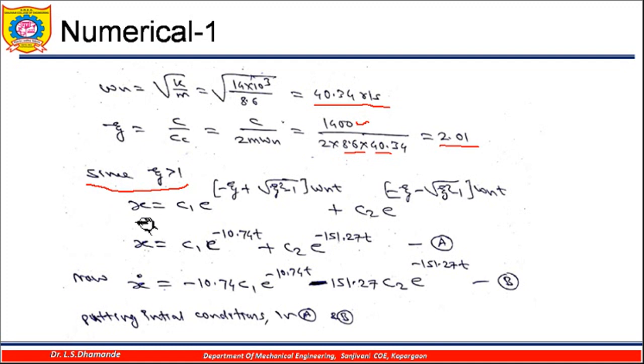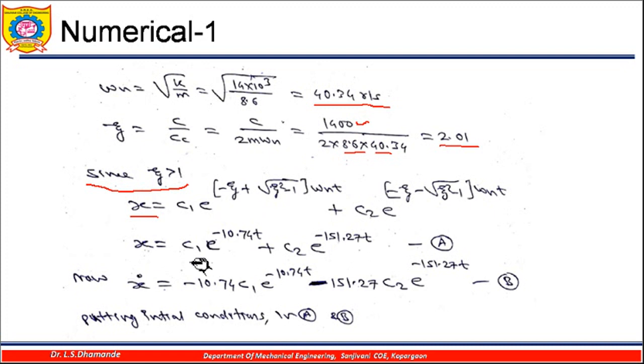So we know that the expression for displacement x we have obtained in the previous presentations, that x is equal to c1 into e raised to minus zeta plus under root zeta square minus 1 into omega n t plus c2 into e raised to minus zeta minus under root zeta square minus 1 into omega n t. So in this case I am going to put the value of this bracket, since this complete bracket is in terms of zeta, so that value I can find out, and this value multiplied by omega n will be equal to minus 10.74 times t, and this value will be minus 151.27 times t.